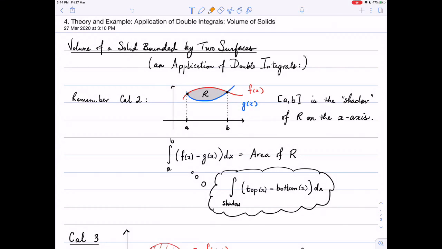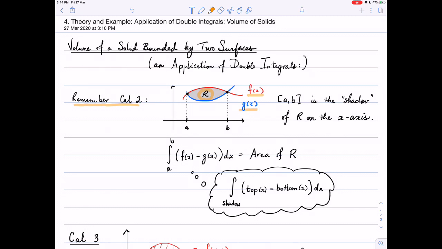In this video, we're going to see an application of double integrals, and that is the volume of a solid bounded by two surfaces. So we're going to look back to our Calculus 2 as inspiration for this. In Calculus 2, you were asked often to find the area, not the volume in this case, but the area of a region R that was bounded by two functions f of x and g of x typically.